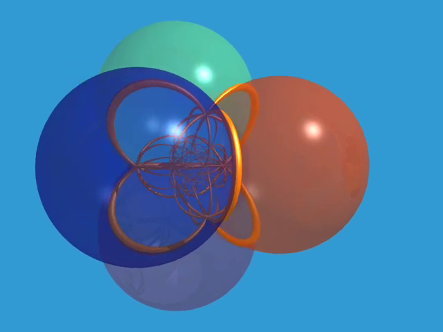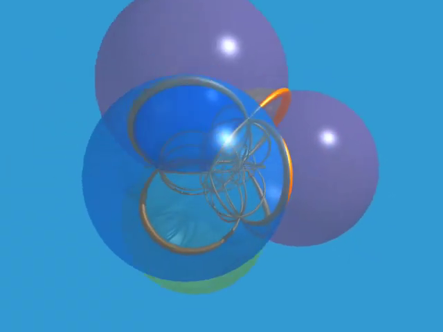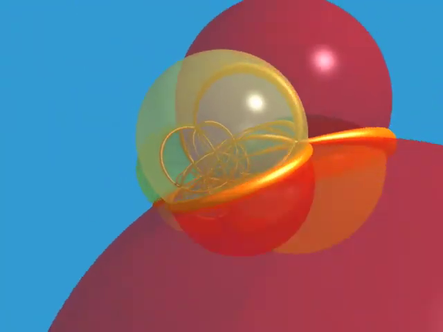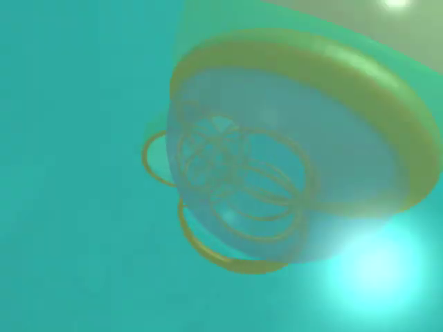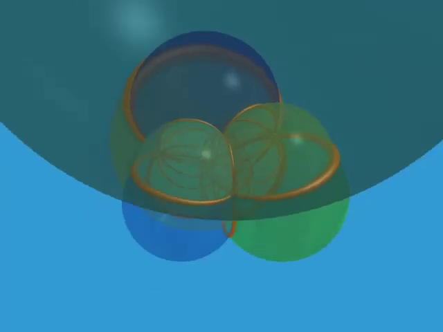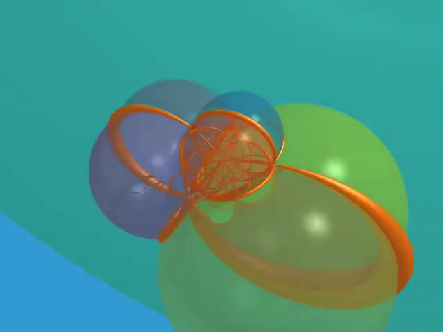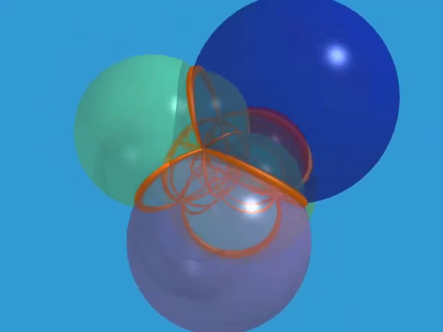Let's finish with the 600 cell, with its 600 three-dimensional tetrahedral faces, its 1200 triangular faces, its 720 edges, and its 120 vertices. You can take my word for it, this object has 14,400 symmetries.